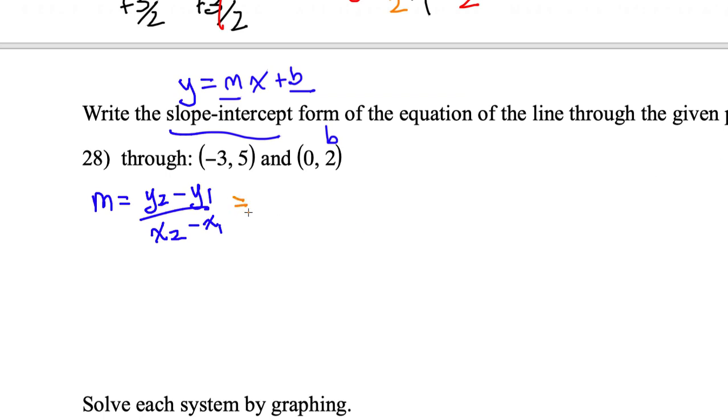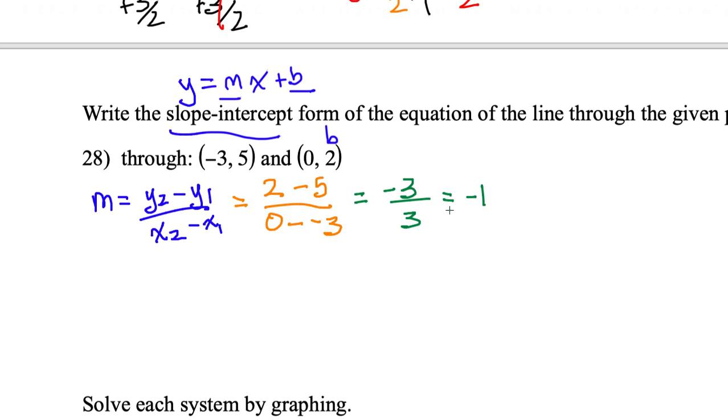When I substitute everything in here, my y2 is 2. My y1 is 5, so 2 minus 5. My x2 is 0 minus, my x1 is negative 3, so I'm going to do minus a negative 3, a double negative. When I do all that, I'm going to get a negative 3 in the numerator, a positive 3 in the denominator, which simplifies to a negative 1. So my slope is negative 1.